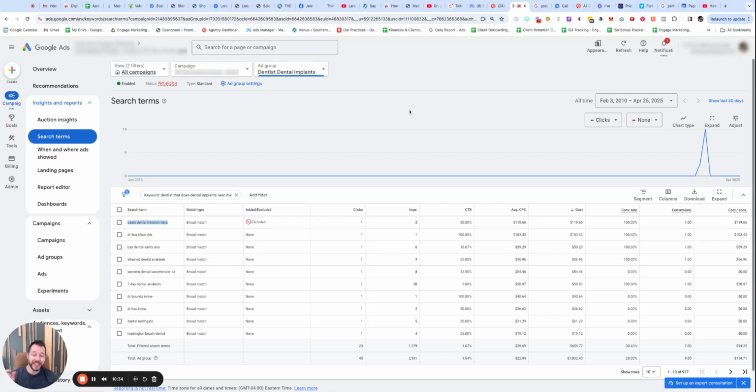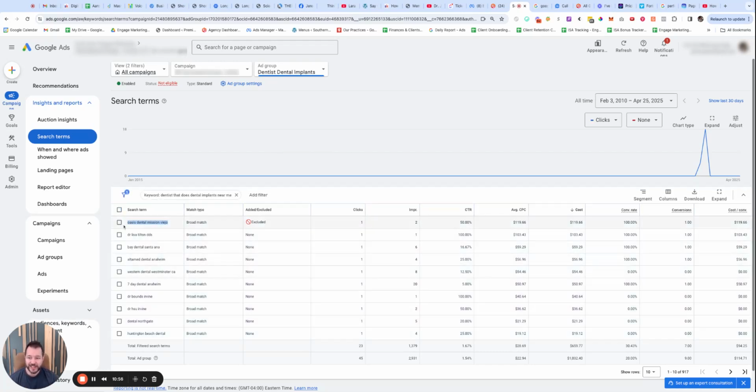They saw the ad, they clicked on it thinking that they were calling or clicking on the ad for Oasis Dental Mission Viejo. Unfortunately, that wasn't the case. It went to this client's practice. And so the customer bounced off and it was a wrong number, right? It was a wasted click. And so that's what happened with all these clicks on this page.